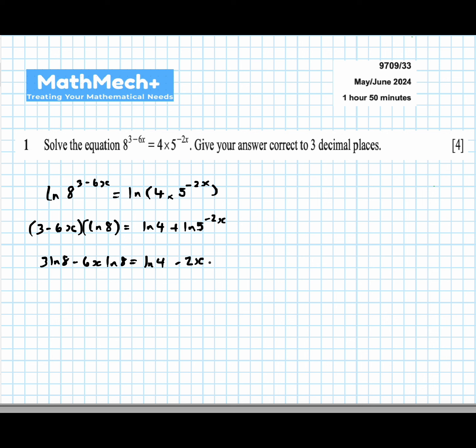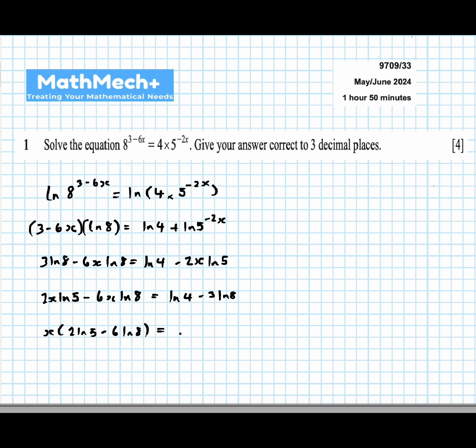I've got another power rule there, so minus 2x out front. And the ln 5. From here, I think just get our x's on one side. So you'll see I've moved a few things, or cancelled on both sides. And we'll get x and factorize it out. So we end up with ln 4 minus 3 ln 8 divided by the 2 ln 5 minus 6 ln 8.